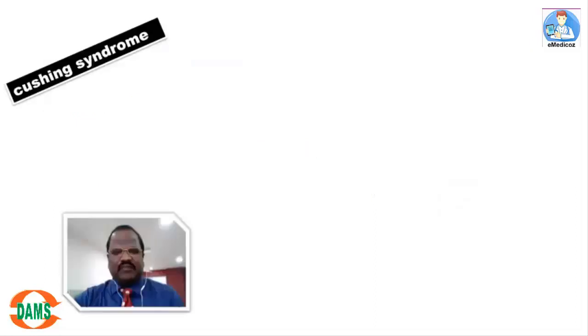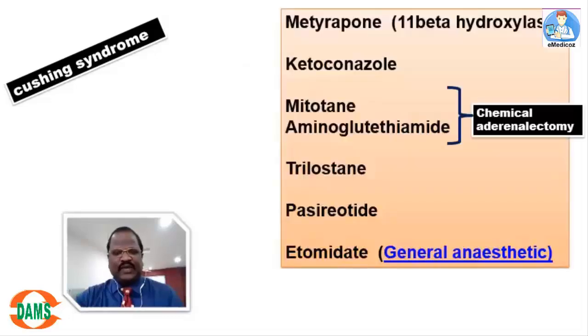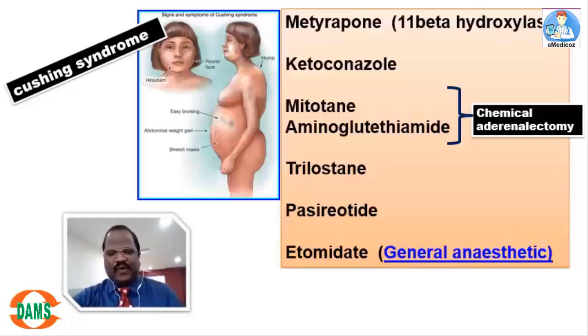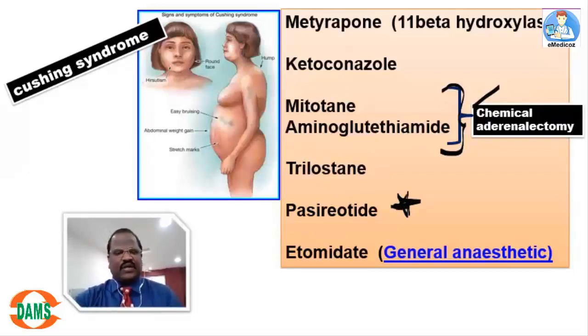So in general, what are important drugs useful for managing Cushing syndrome? Look here, for the treatment of Cushing syndrome, we have a lot of drugs like metyrapone. It's an 11 beta hydroxylase inhibitor. Then we have ketoconazole, an antifungal drug. Then mitotane, aminoglutethimide. Remember, these two drugs can be called chemical adrenalectomy agents. Mitotane and aminoglutethimide are called chemical adrenalectomy agents. Then we have trilostane, Pasireotide, very important. Pasireotide, a somatostatin analog useful for Cushing syndrome. And then we have one more drug, etomidate. It's a general anesthetic agent having a role in the treatment of Cushing syndrome. That finishes the important drugs useful for treatment of Cushing syndrome.